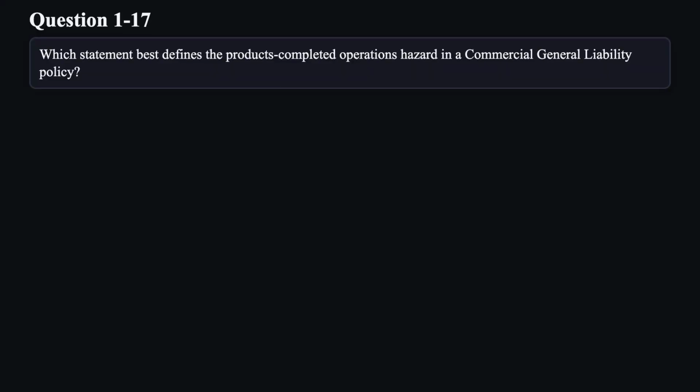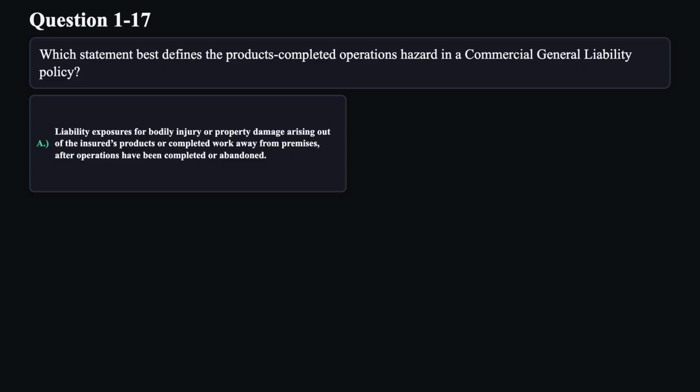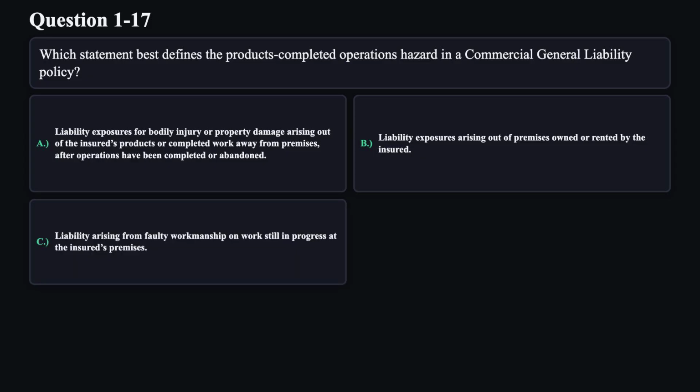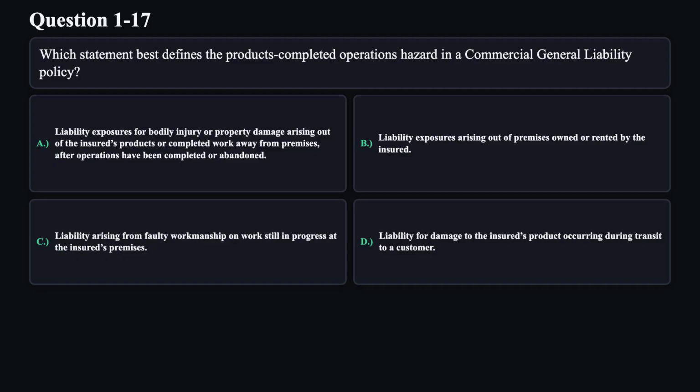Question 17. Which statement best defines the product's completed operations hazard in a commercial general liability policy? A. Liability exposures for bodily injury or property damage arising out of the insured's products or completed work away from premises after operations have been completed or abandoned. B. Liability exposures arising out of premises owned or rented by the insured. C. Liability arising from faulty workmanship on work still in progress at the insured's premises. D. Liability for damage to the insured's product occurring during transit to a customer.